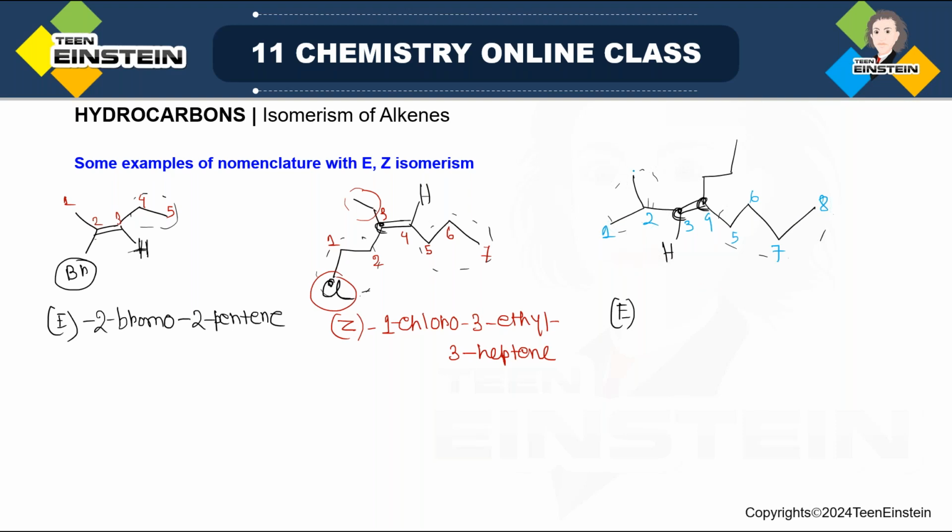Now we have a substituent at position 2. We have a substituent at position 4. So at position 4 we have a propyl group. At 2 position we have a methyl group, right? 1, 2, 3. So it will be 2. Methyl should be written before propyl, so that is why it is written first.